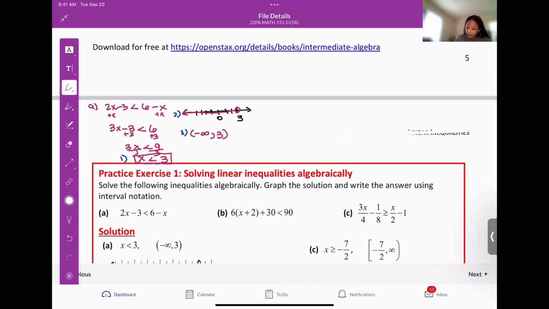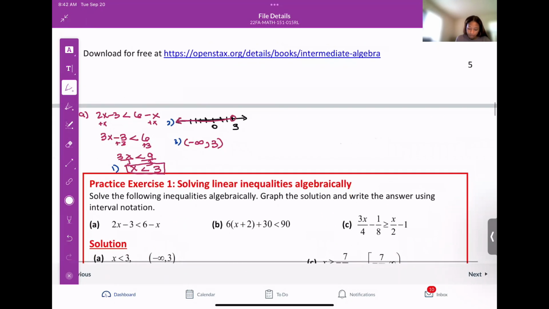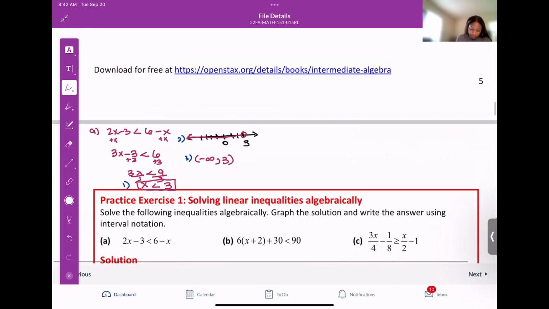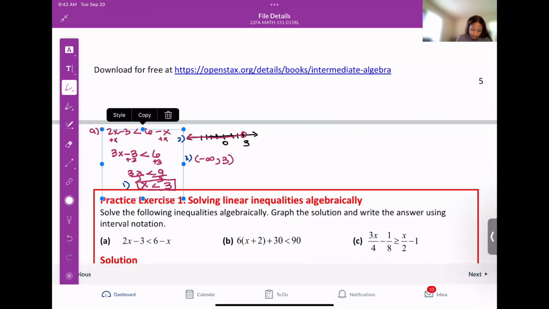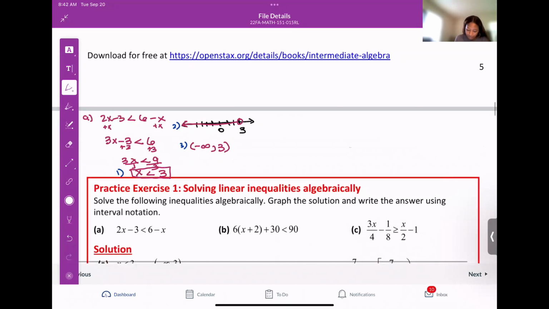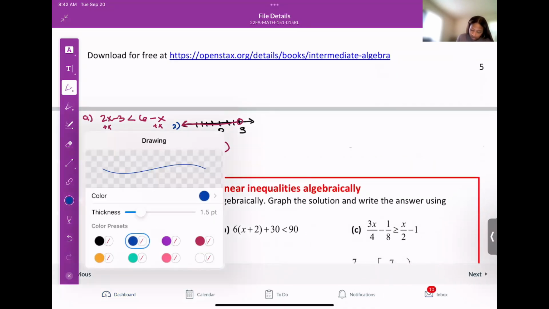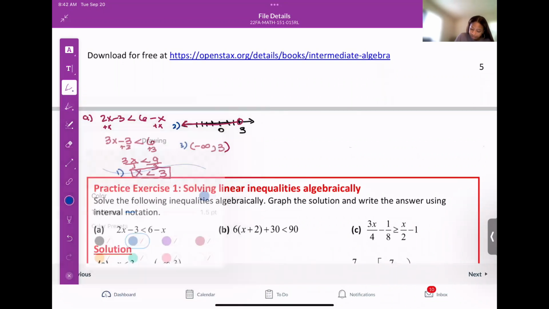Then let's do part B. For part B, actually, y'all are gonna kill me. I'm gonna move this, but that's okay. I won't move it. I'll leave it where it is. For part B, let's do a different color.